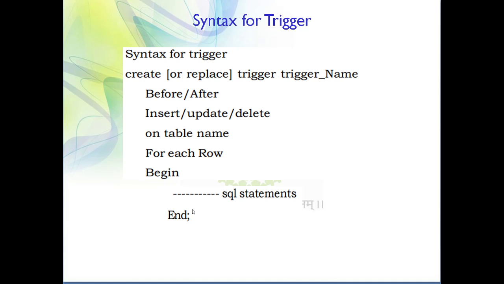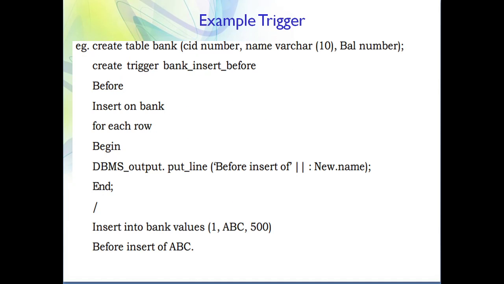Now let's see a simple example of trigger creation. Here I will create one table called bank. I just created the table bank with three attributes: customer ID, name and balance. And now I want to create one trigger for the insert operation, means whenever I try to insert data into the table, I should get a notification. That means some alert message can be displayed whenever I try to insert data into the table. So let's try to create this.